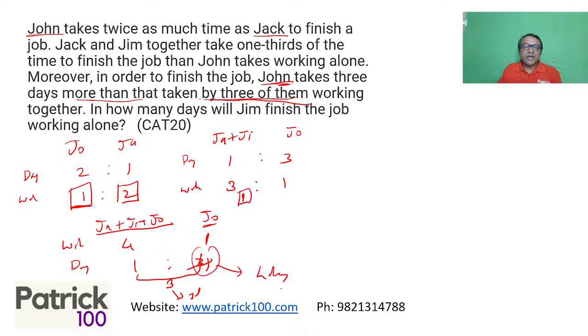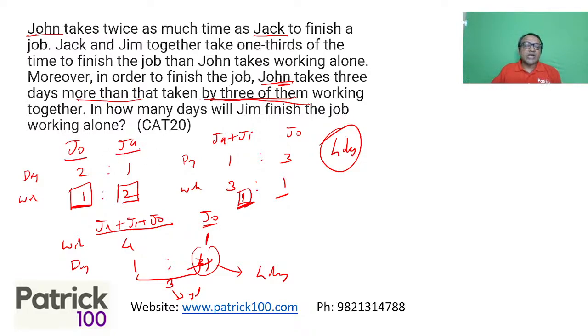John takes 4 days to complete the work. John and Jim do the same amount of work, so Jim will also take 4 days to complete the work. The answer is 4. I'll repeat this. It looks complicated, but if you're used to the ratio method, it becomes much faster to solve.